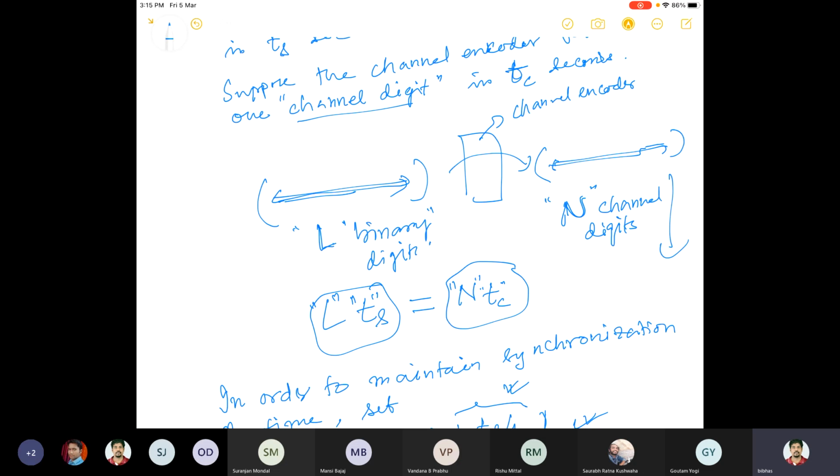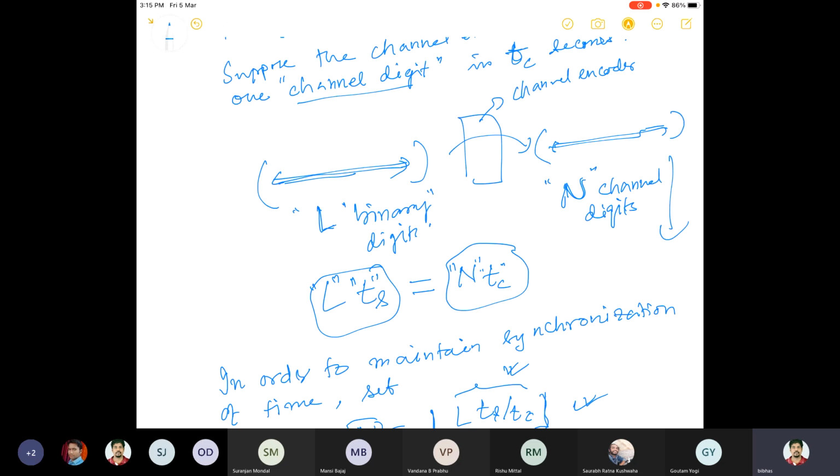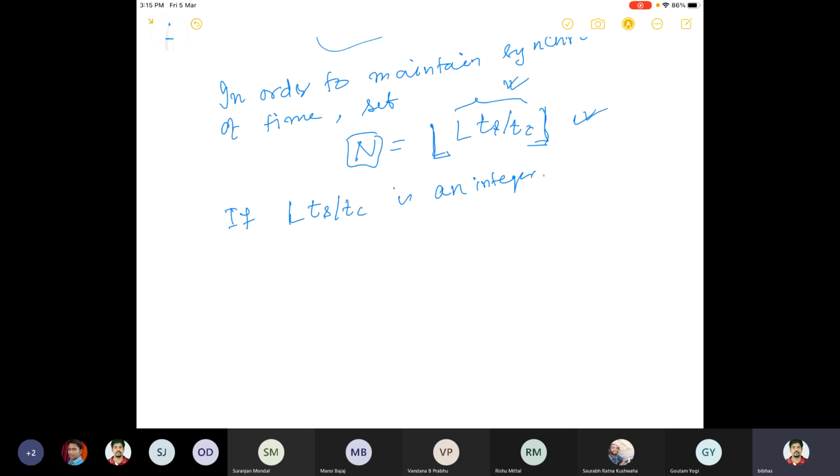Another catch here is a nice thing to observe. This is my channel encoder, and every time you are giving an input of length L, capital L. But how many such inputs could be there? That number is 2 to the power L. If this is an integer, then everything is okay, then we are done. Otherwise, we may use some dummy digits. I'll talk about this again. What do I mean by dummy digits?